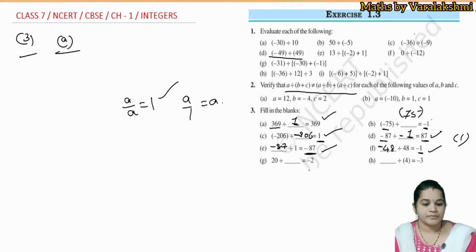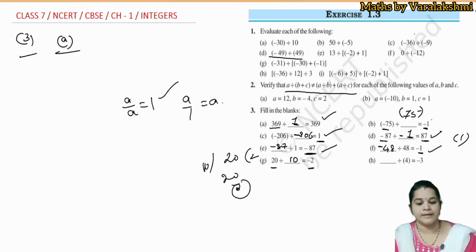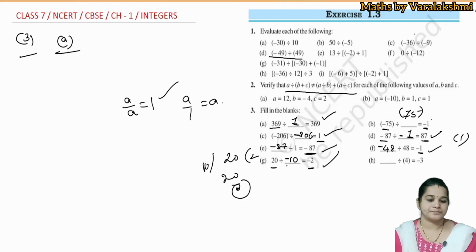Here the answer should be minus 2, and 20 is here. By dividing this 20 with a 10, we will get 2. Obviously, 20 divided by 10 is 2, right? But the answer should be negative. It is a positive integer, so we will write minus over here because plus divided by minus is minus.